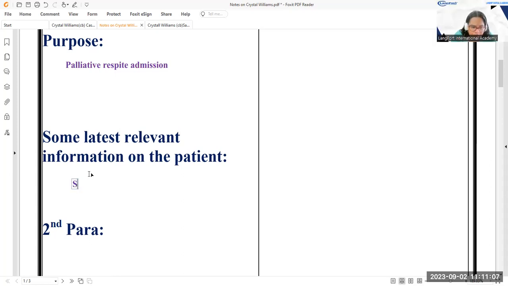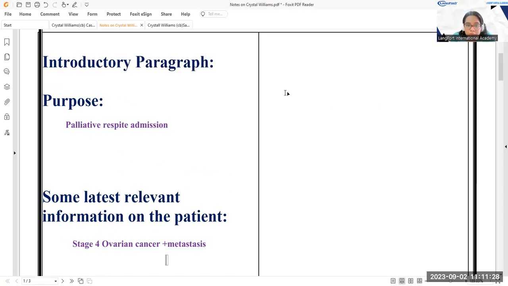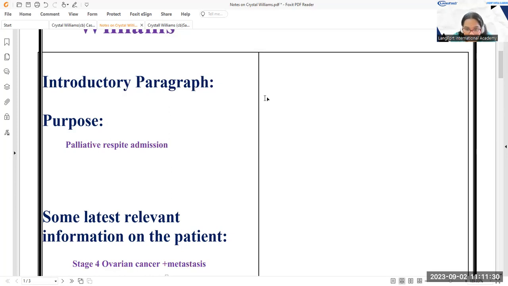Diagnosis. Yes, stage 4 ovarian cancer. I need to include that. Okay, what is the complete diagnosis? Stage 4 ovarian cancer and metastasis, right? That entire thing I can include. That's her complete diagnosis. She has stage 4 ovarian cancer with metastasis. Okay, all right. So I'm going to write my intro with these things as content.